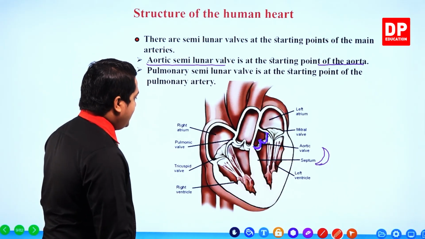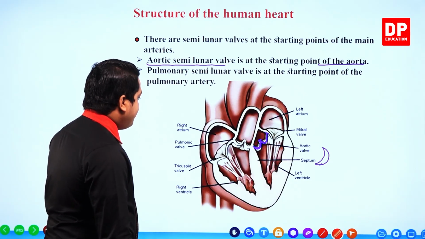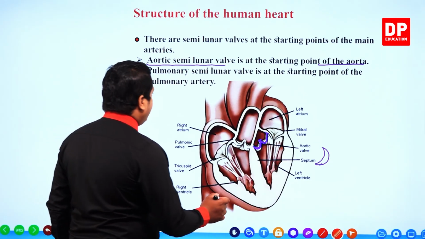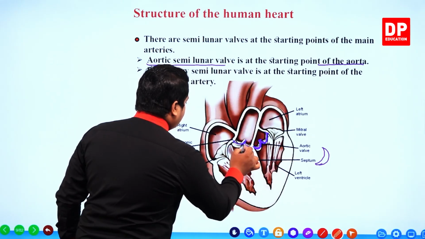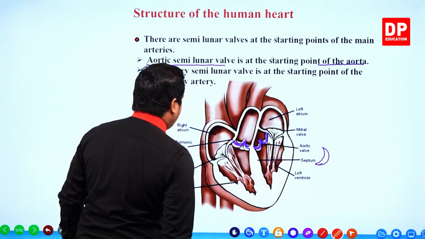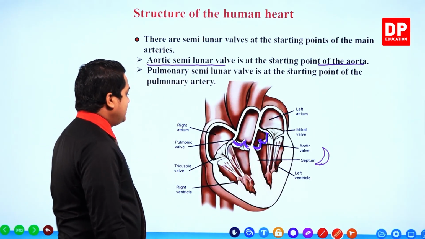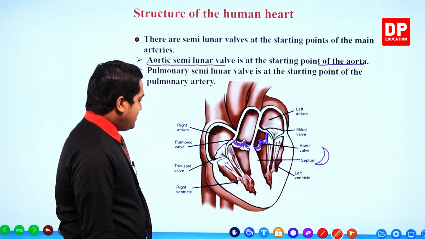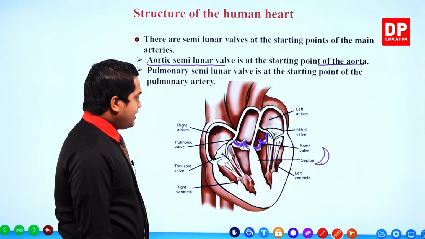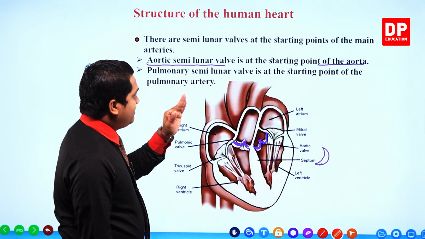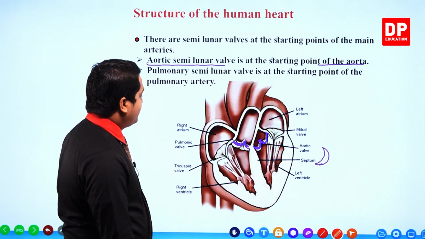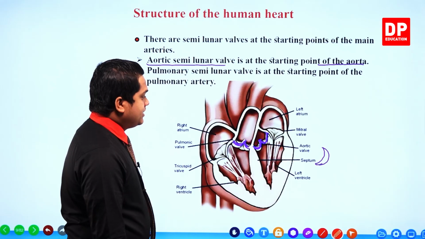In the same way, you can observe the pulmonary semilunar valve. At the starting position of the pulmonary artery, you can observe the pulmonary semilunar valve, right? The pulmonary semilunar valve can be identified at the starting position of the pulmonary artery.